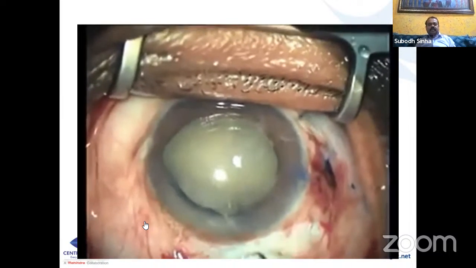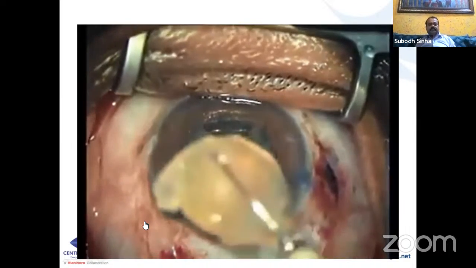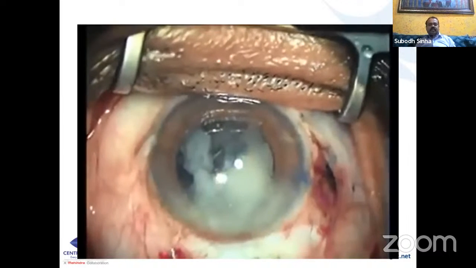Now they are introducing this hook and taking out the nucleus. You can see it engages the nucleus.